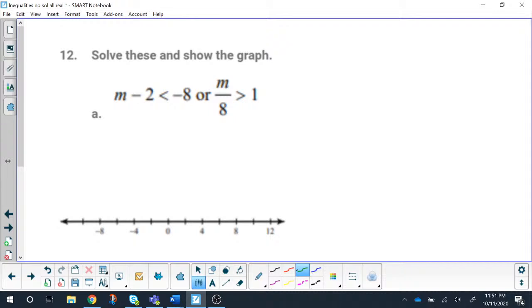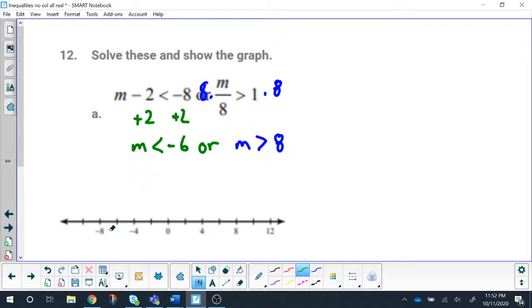Okay, so this is just two inequalities. We're just going to solve it by doing one step at a time. M is less than, I add 2 to both sides to get an equivalent inequality, negative 6, or on this one, I would multiply both sides, the multiplicative inverse, to get M alone, and I get M is greater than 8. That's a good indication that I have OR here, that I end up with this gap in the number line.